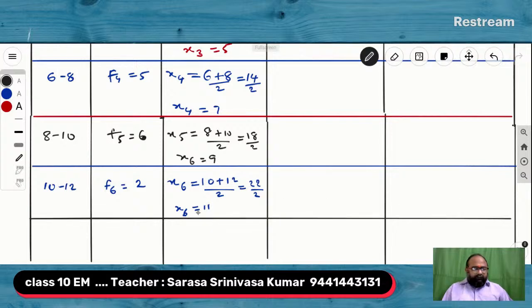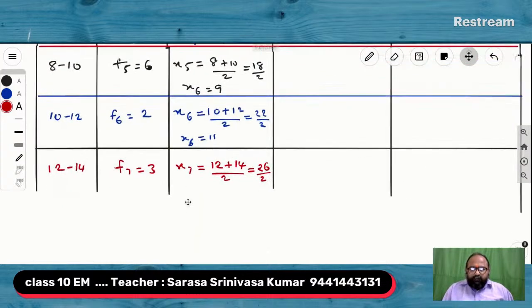Next, the last class interval is 12 to 14, and its frequency is 3. So f7 equals 3. Now x7 equals (lower limit + upper limit) by 2, that is (12 + 14) by 2 equals 26 by 2. So we get x7 equal to 13.